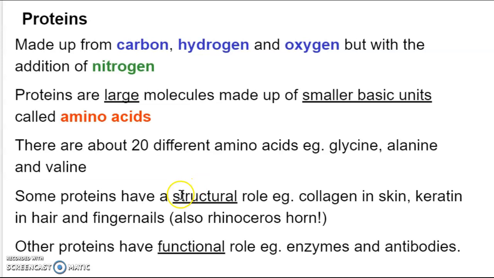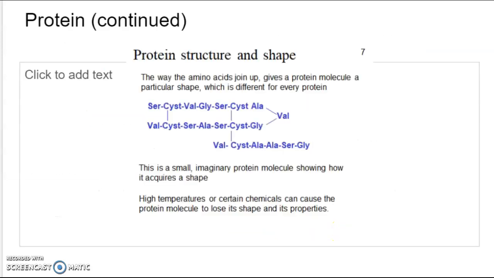But then other proteins, so that's just structural, to help maintain the structure. But some have a functional role, which means they carry out processes. They actually carry out a little job, and that could be enzymes or the antibodies in your body. And what they are is you get all your amino acids, and they fold up, which gives them a different property. If they get heated up, they can lose this shape, which means they lose their property. So that is your carbohydrates, your lipids, and your proteins.